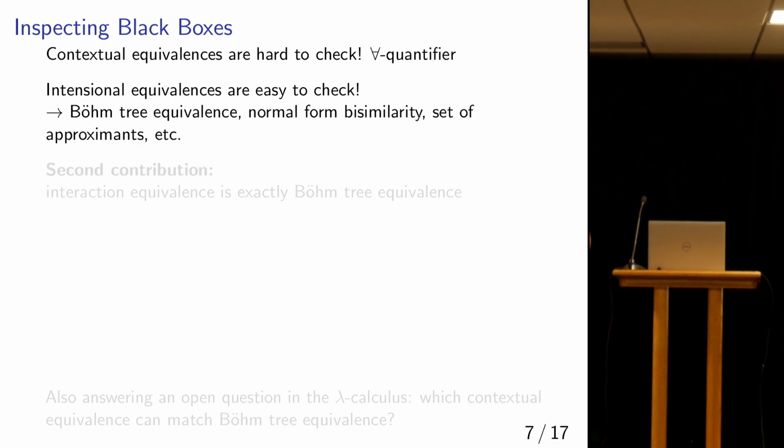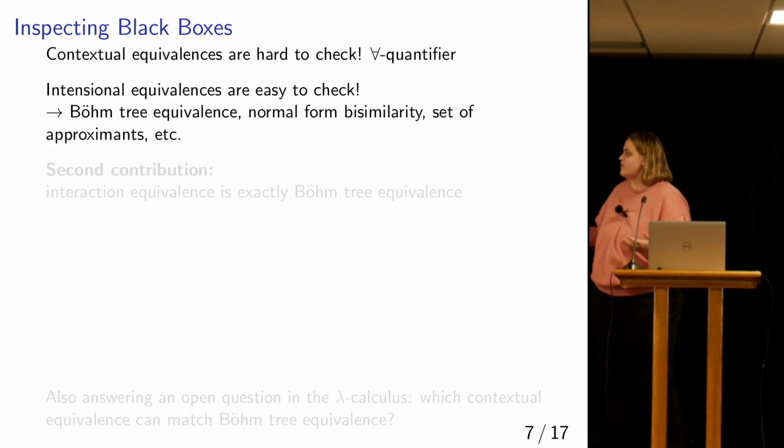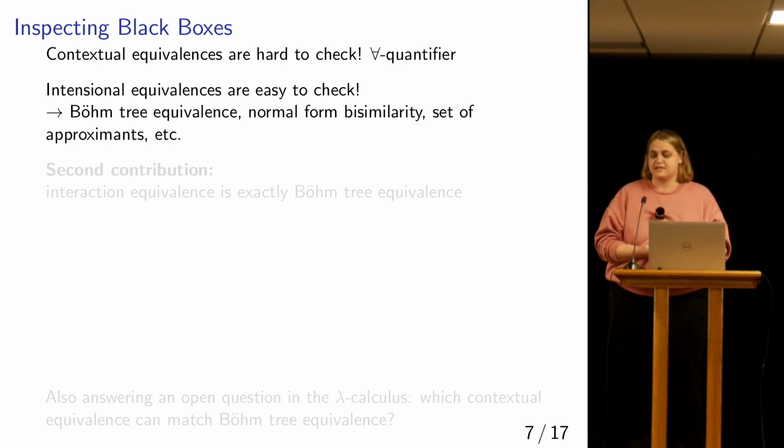So these contextual equivalences are really natural. They are really natural to define, and this is something that one could come up with easily. But these are really hard to check. There is this for all quantification on context. This basically means that you need to try your program for every possible input. So these are hard to check and hard to prove in practice.